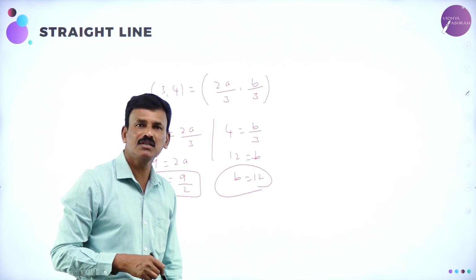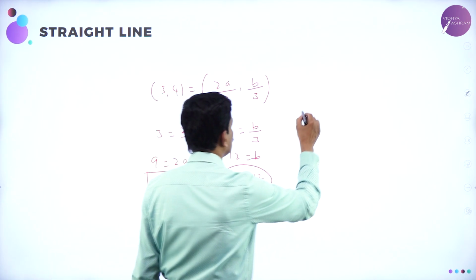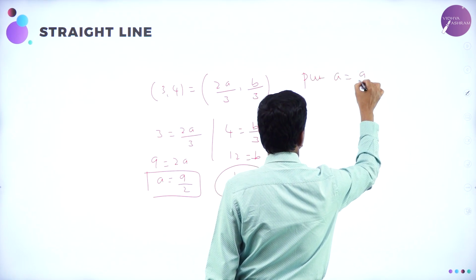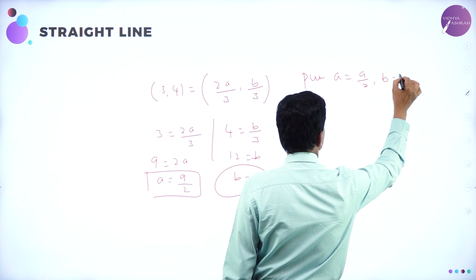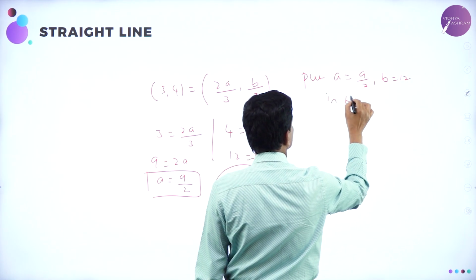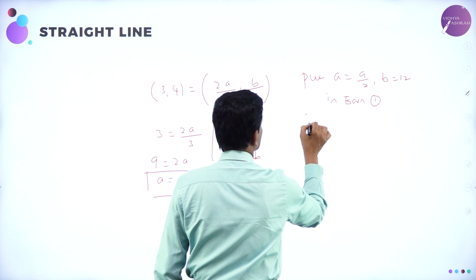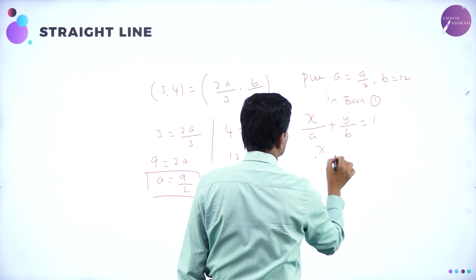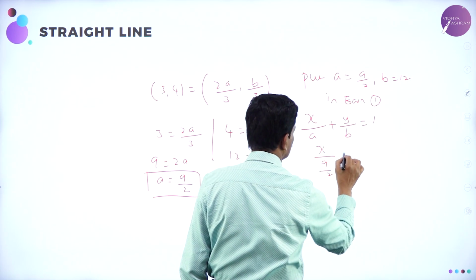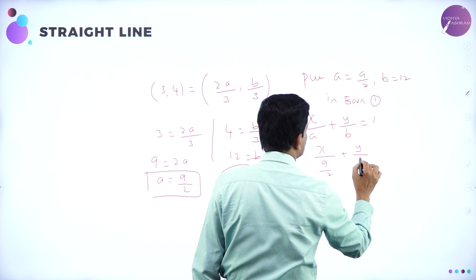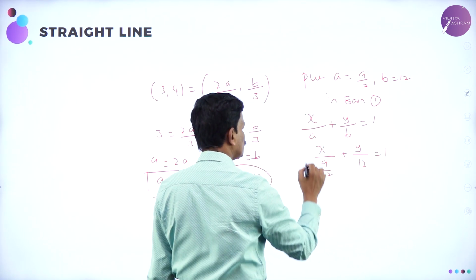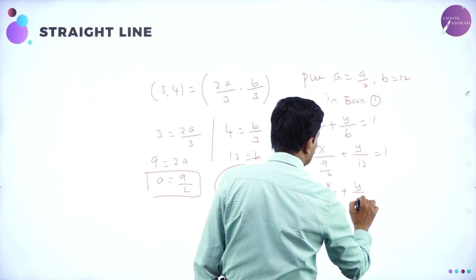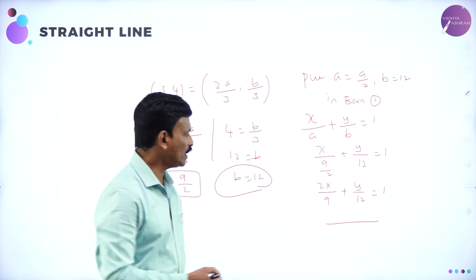Now, substitute these values of a and b in equation number 1. So, put a is equal to 9 by 2 and b is equal to 12 in x by a plus y by b is equal to 1. x by a is x divided by 9 by 2, y by b is y by 12, is equal to 1. Transfer this to the numerator: 2x by 9 plus y by 12 is equal to 1. Take LCM, 108 is the LCM.